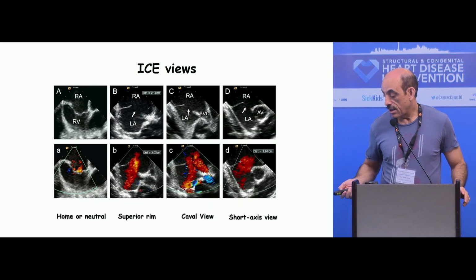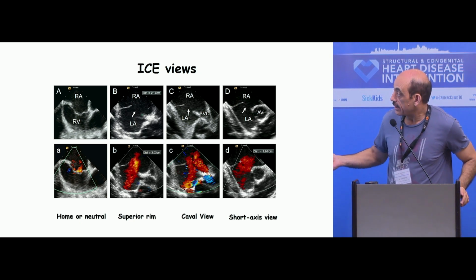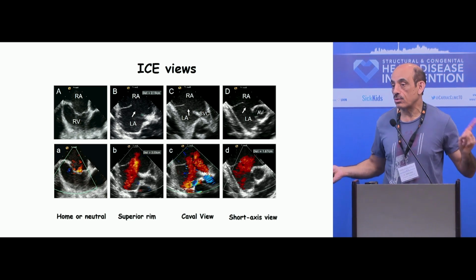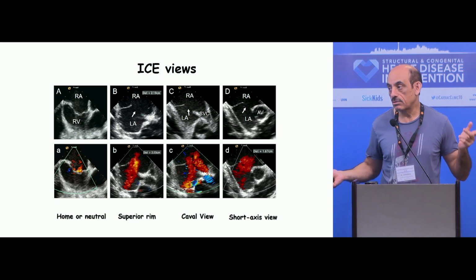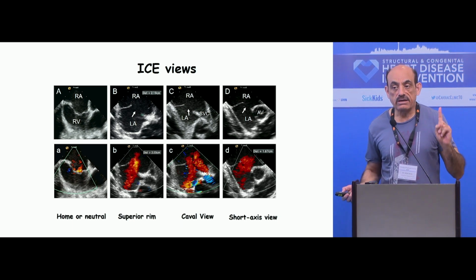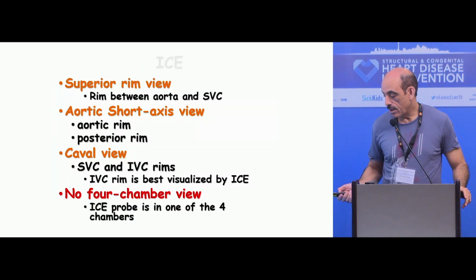So here are the views that you can get with ICE. The home or the neutral view, as I call it, the superior rim view, I'll tell you what I mean by it in a second, the bicaval or the caval view, and then the short axis aortic view. So you have to be able to get these 2 views for sure: the bicaval view or the caval view separately, and the short axis view, okay? And the AV valve rim, you can always look and evaluate when you're doing a neutral scan going clockwise, okay?